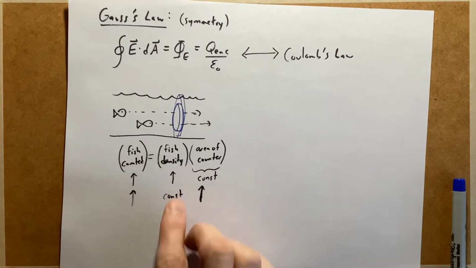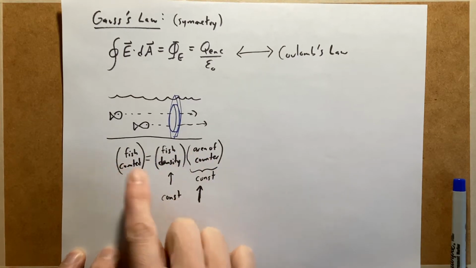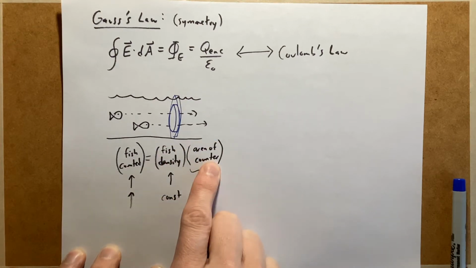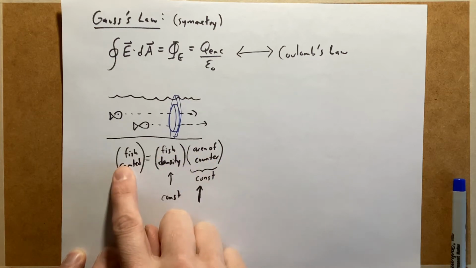And you can hopefully also see why I chose to multiply them, because both of these things being increased is going to lead to an increase in the count. So if either there are more fish in there or the area of the counting thing itself is bigger, then of course you're going to miss fewer of them. And so for both reasons, the number of fish that you're going to count is more.